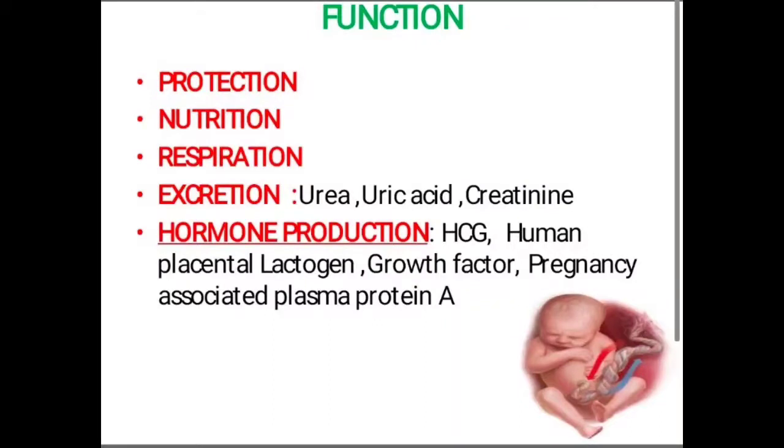The next function of the placenta is hormone production. The placenta produces HCG, human chorionic gonadotropin. It is mainly produced by the syncytiotrophoblastic cells in the placenta. Some other hormones like human placental lactogen, growth factors, and pregnancy associated plasma proteins are also produced by the placenta. That is about the functions of the placenta.